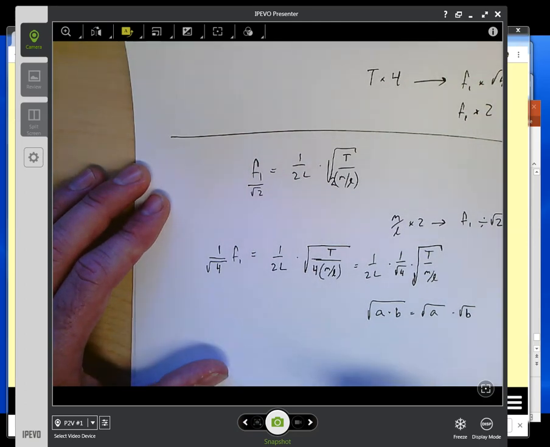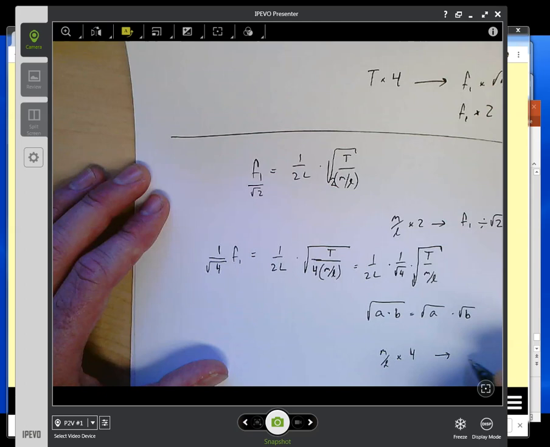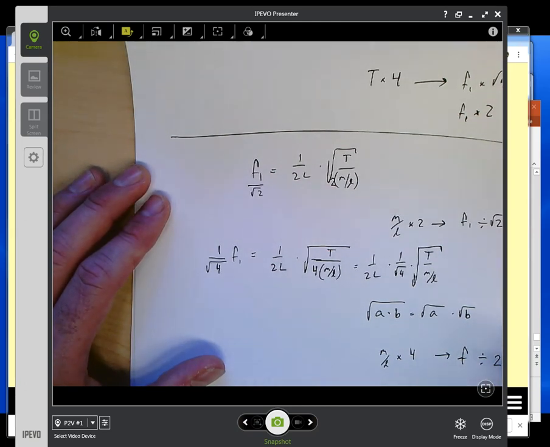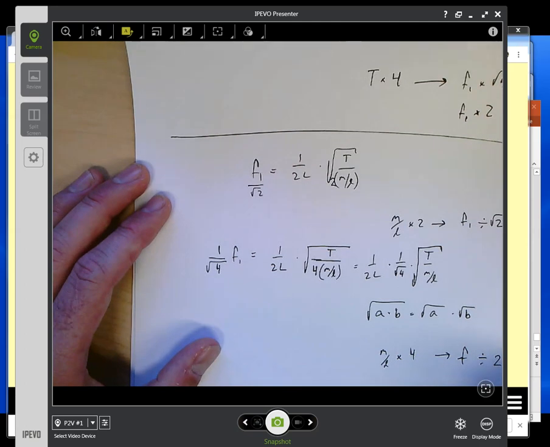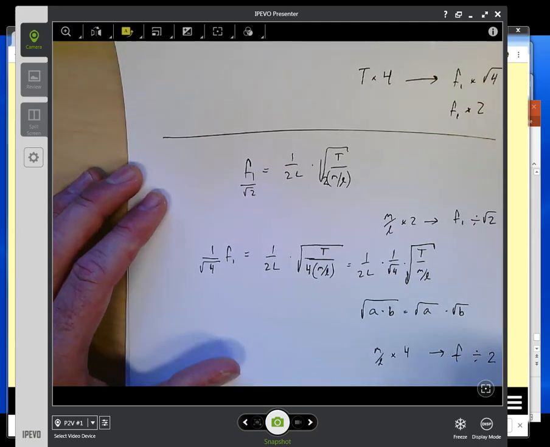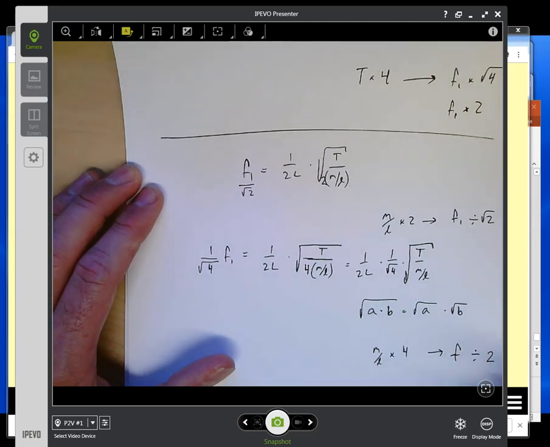So if the mass per length becomes 4 times as much, the frequency is going to be divided by the square root of 4, which is divided by 2. So interestingly, if you wanted to go down an octave, you would make the mass heavier by a factor of 4. If you wanted to go down 2 octaves, you'd make the string heavier by a factor of not just 4, but 16, because the square root of 16 is 4.